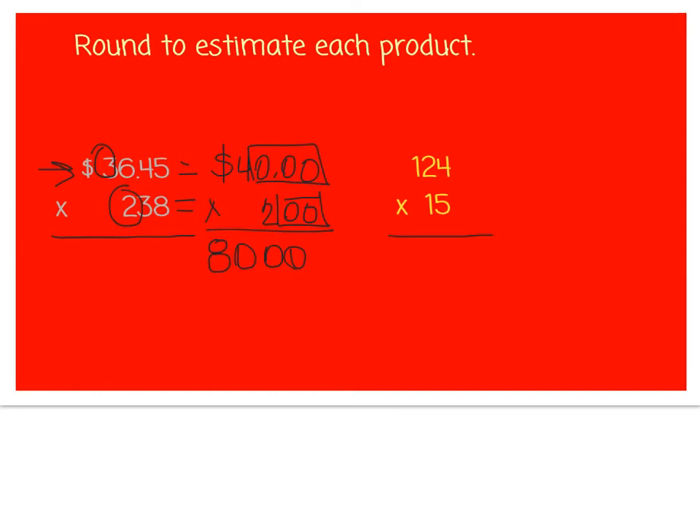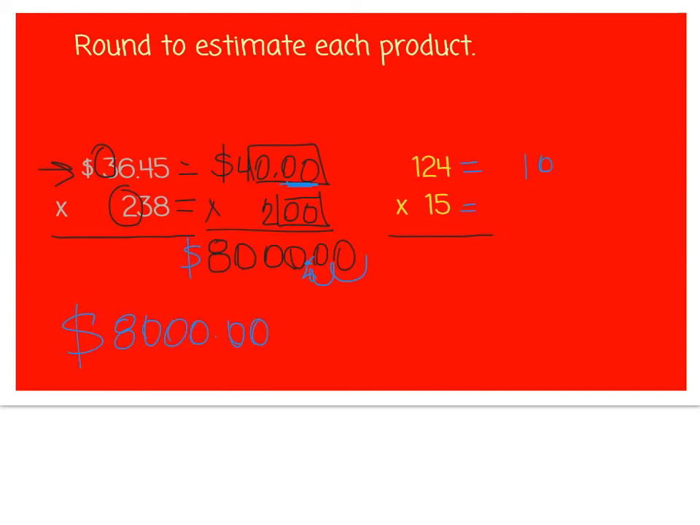So I add that to my answer. 2, 3, 4, 5. But do you remember what we talked about with decimals in class? So what I need to do is I need to count how many decimal places I have, which are 2. So I move this over 1, 2. So my decimal goes there. So my final answer would be $8,000.